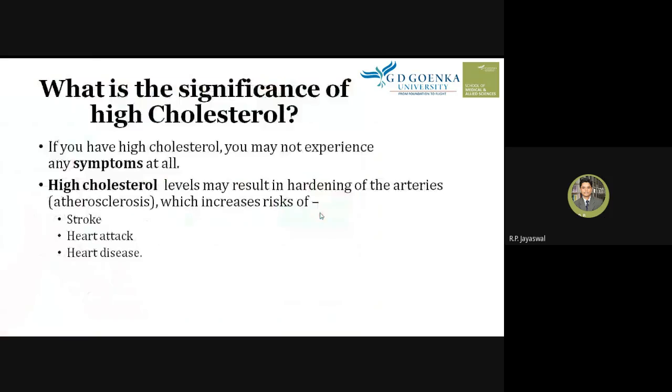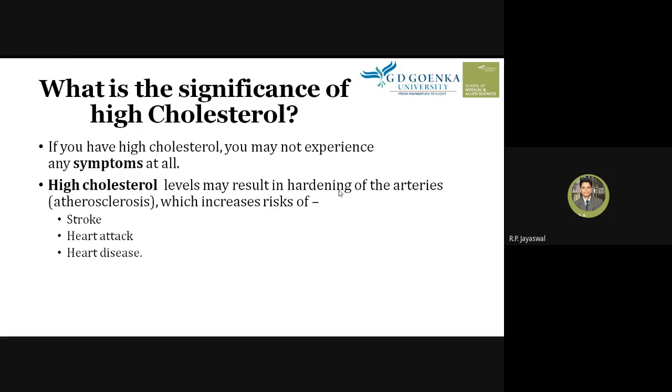So what is the significance of high cholesterol? If the cholesterol level is more than the upper limit of the normal range, what happens? If you have high cholesterol, you may not experience any symptoms at all. But high cholesterol levels may result in hardening of the arteries, which is atherosclerosis. Atherosclerosis means the hardening of arteries.